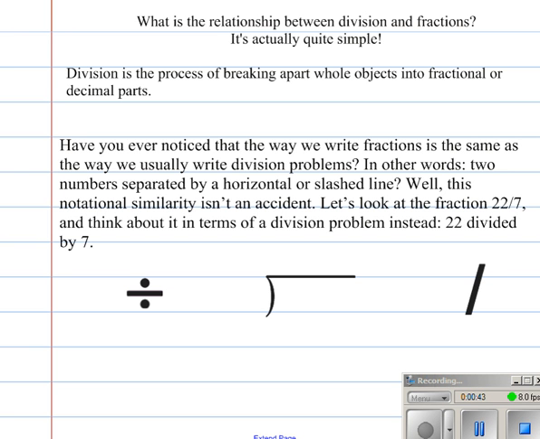Look at the fraction 22 divided by 7. When you have 22 divided by 7, if you look at the division sign, it looks like a fraction problem. Numerator, denominator, vinculum. When you have the little house, you have the same thing. You have the slash. When we do it as a fraction, we put it up horizontal.